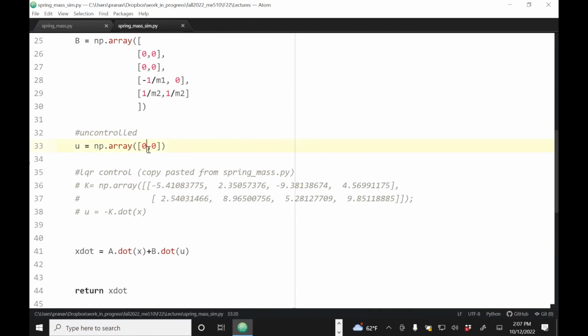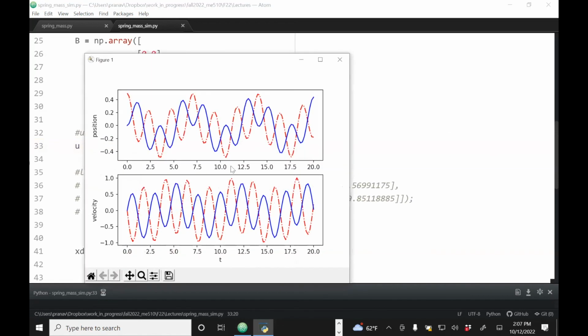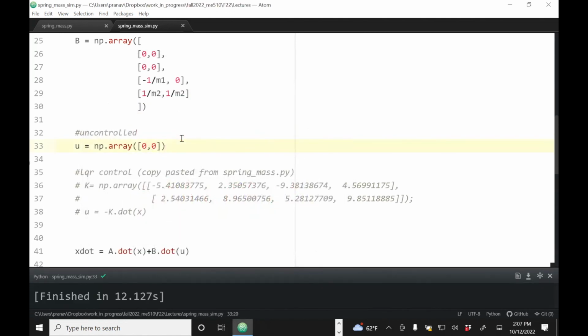I just use ODE integration to integrate the equations, and what comes out are plots showing position and velocity of, I think, both links. You can see that it's pretty much a sinusoid: if you start at 0.5, it just keeps wobbling at 0.5. That's what happens.